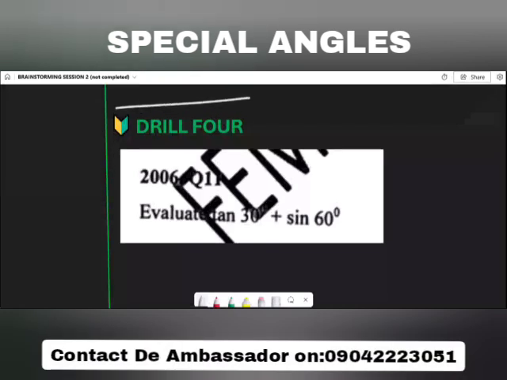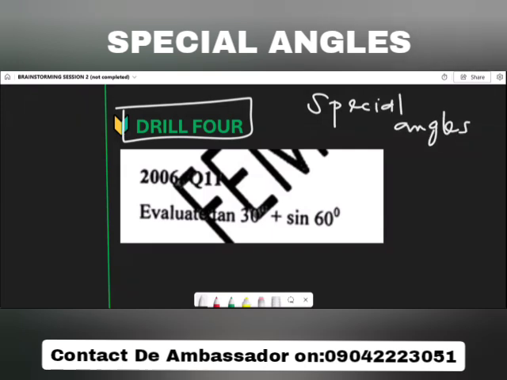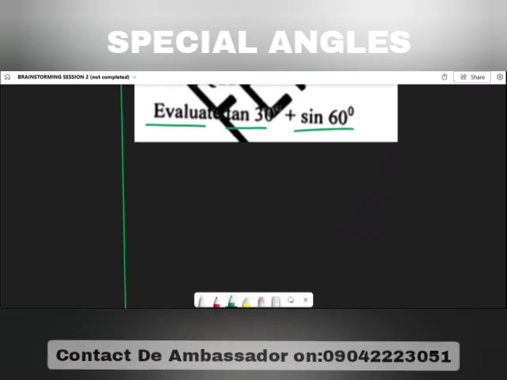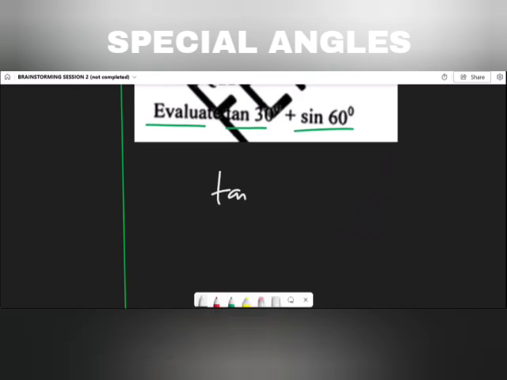We are given a question on special angles. In this question, we are asked to evaluate tan 30 degrees plus sine 60 degrees. So how do you solve this?